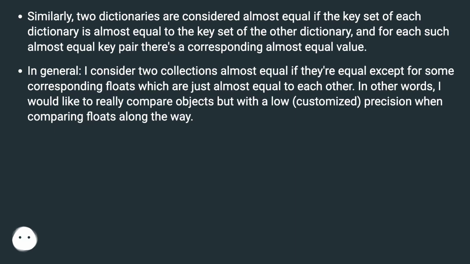In general, I consider two collections almost equal if they are equal except for some corresponding floats which are just almost equal to each other. In other words, I would like to really compare objects, but with a low, customized precision when comparing floats along the way.